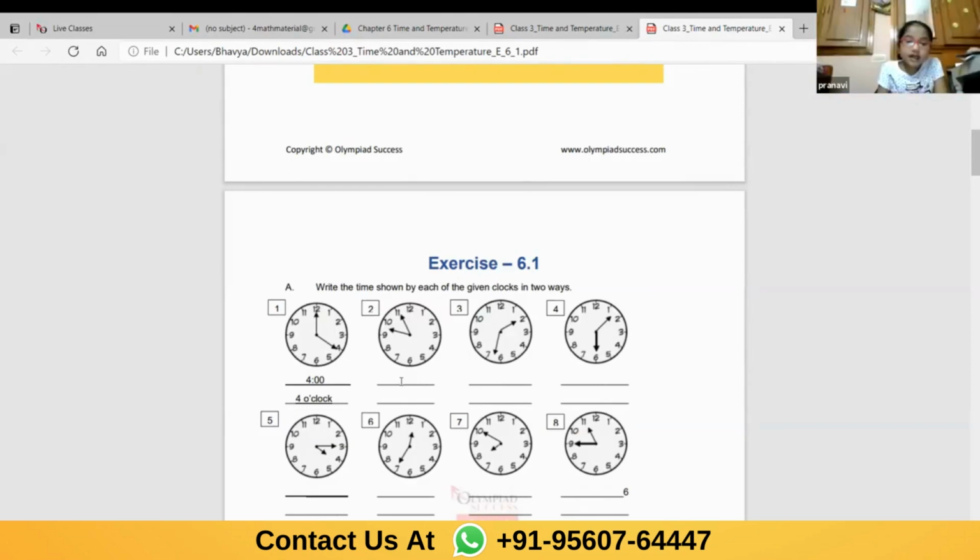Written as 11:50. No, 11:50 will be the time when the minute hand is exactly at 10. It is not at 10. Yes, what is your answer? Yes, ma'am, 11:47. 11:47 is right. Even if you have written 11:47 or 11:46, both are right, because these small partitions are not given. So if you have written 11:46, that is also okay. If you have written 11:47, that is also okay.